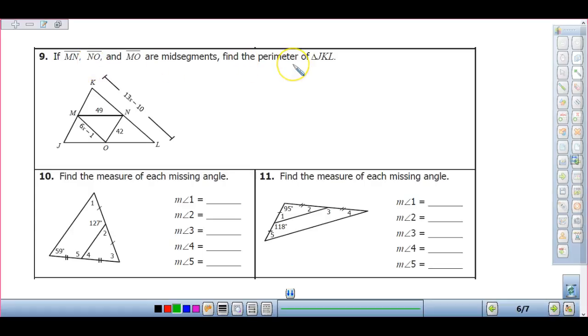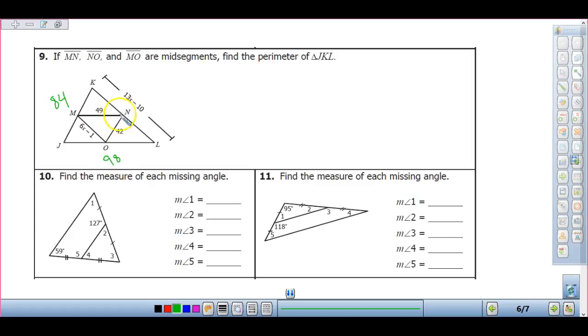Okay, same thing, we've got mid-segments. They want the perimeter, so we've got to find these. 42, we've got to double it. We've got 84 over here. 49, if I'm going to double my 49, I'm going to get 98.